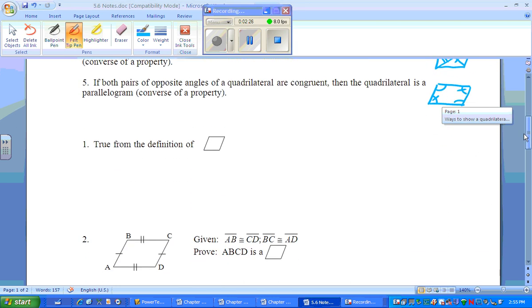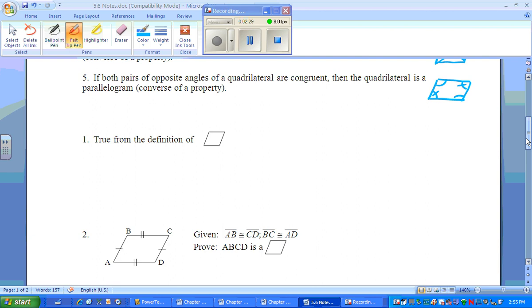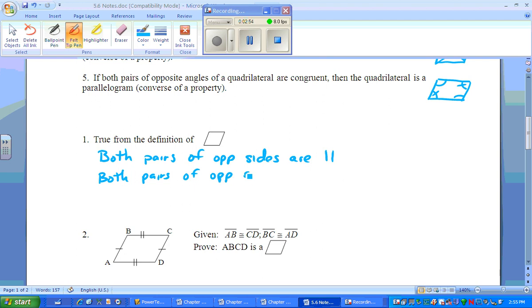Question 1 asks, what is true from the definition of a parallelogram? Well, if we remember our wonderful story the other day, and we look at one of our rules, you knew that both pairs of opposite sides are parallel. We knew that both pairs of opposite sides are congruent.